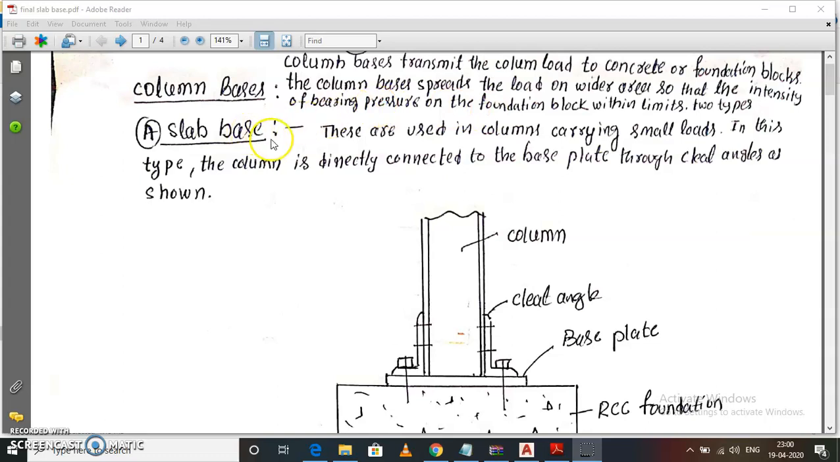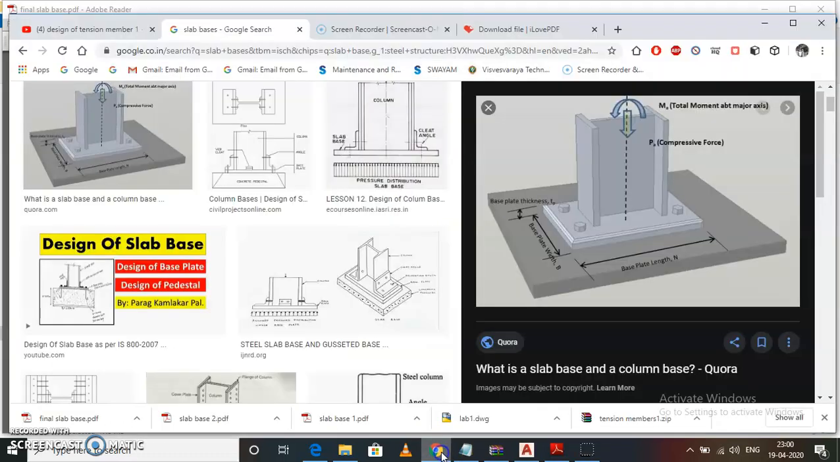There are two types of slab bases or column bases. One is slab base, another one is gusset base. To understand, let us see some pictures. You can see this is the column which carries the load. This column load has to be transferred uniformly on the foundation by providing a plate below the column. This is called column bases.